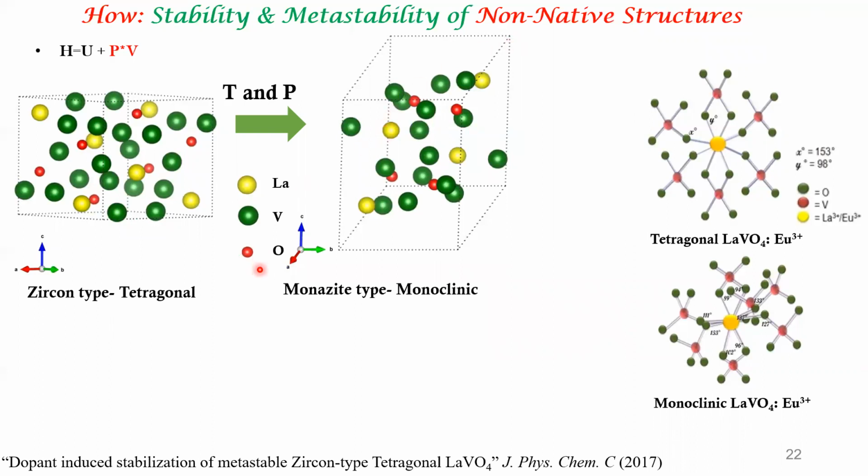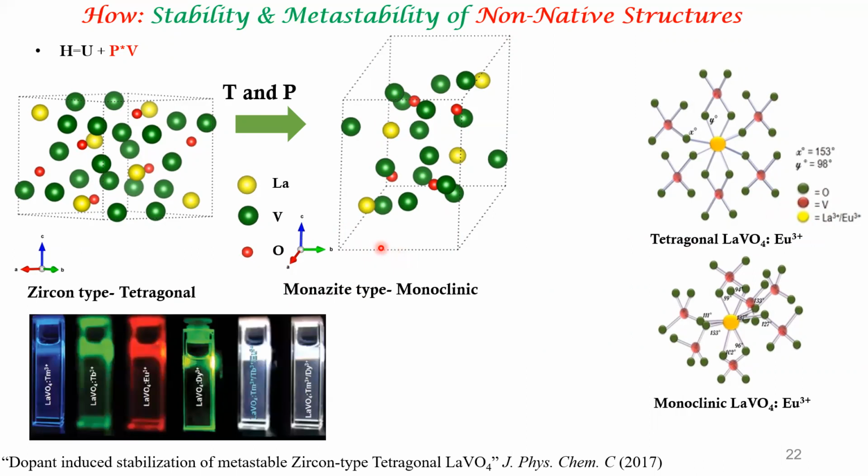To stabilize the non-native structure, we have stabilized them using, let's say, pressure and so on. In this case, we show lanthanum vanadate, which we stabilized using pressure and temperature and using certain ions. In this case, europium ion, to stabilize the different non-native phases of lanthanum vanadate. This is important for optoelectronic applications. This is elaborated in this manuscript.